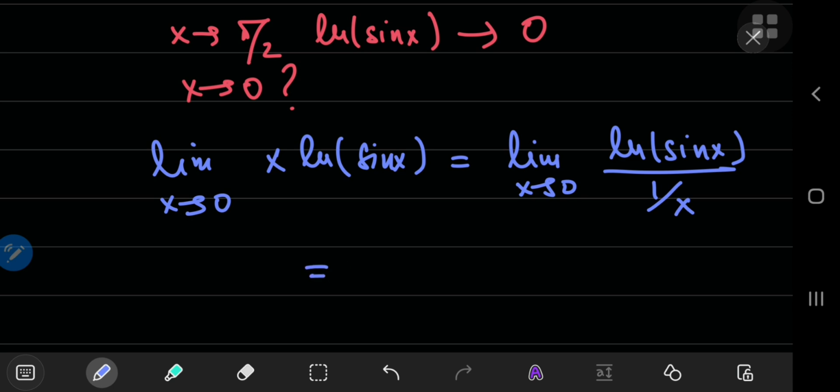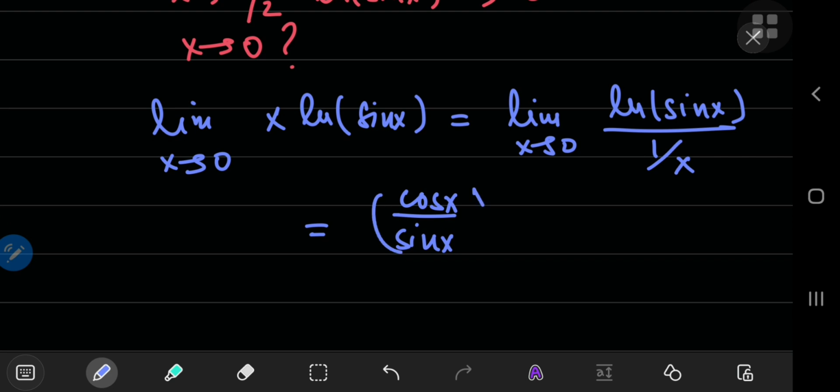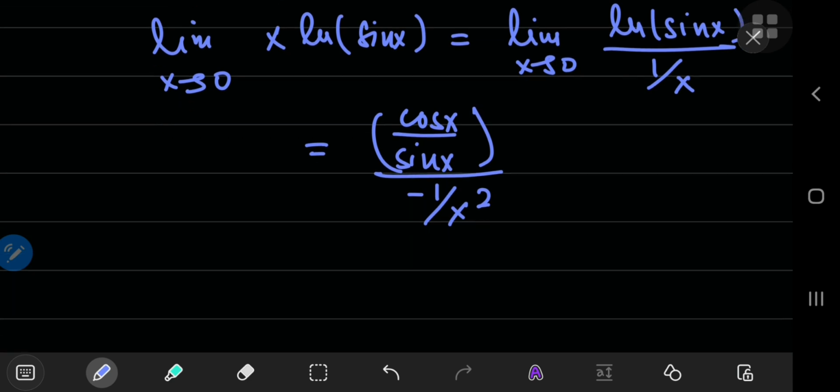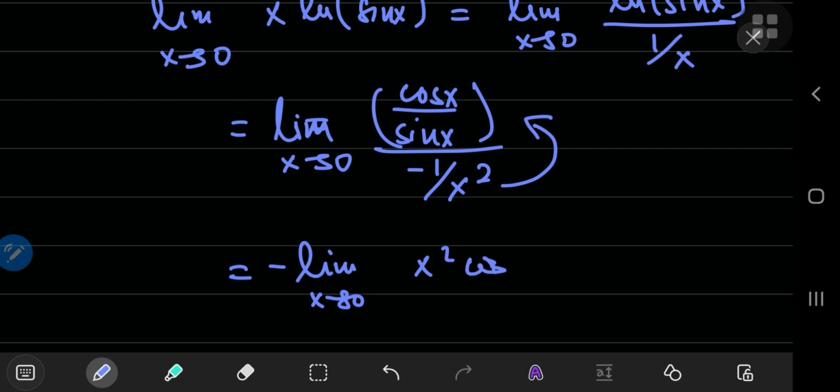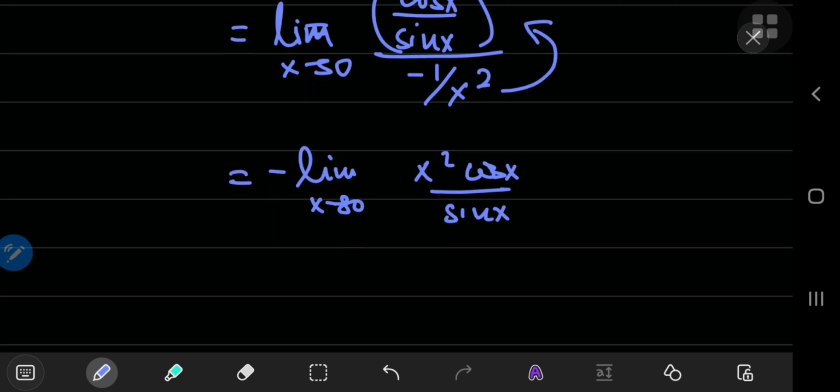So differentiating upstairs and downstairs, we get sine of x reciprocated, and you have its derivative upstairs, and that's the derivative of the numerator. And for the denominator, you have the negative of 1 by x squared. And of course, you're studying the limit as x approaches 0. So now I can just take this x squared and shift it right upstairs with the cosine term. So we have a negative sign out here, x squared times the cosine of x divided by the sine of x. And although this doesn't look that good on a first glance, just a bit of trickery here.